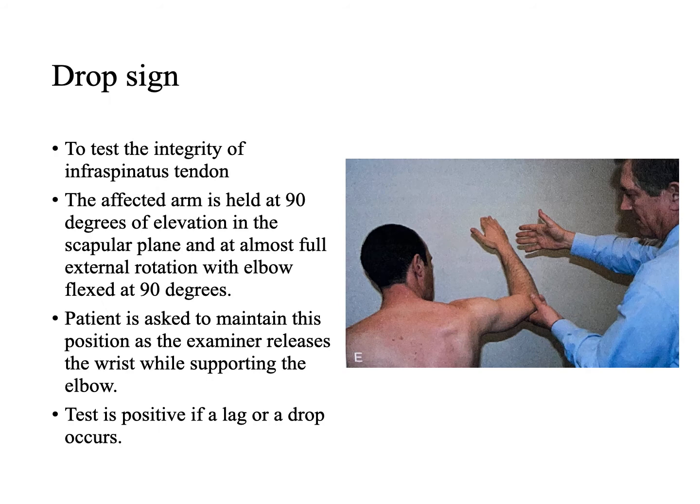Drop sign. This is to test the integrity of the infraspinatus tendon again. The affected arm is held at 90 degrees of elevation in the scapular plane and at almost full external rotation with the elbow flexed at 90 degrees. The patient is asked to maintain this position as the examiner releases the wrist while supporting the elbow. Again, the test is positive if there is a lag or a drop.